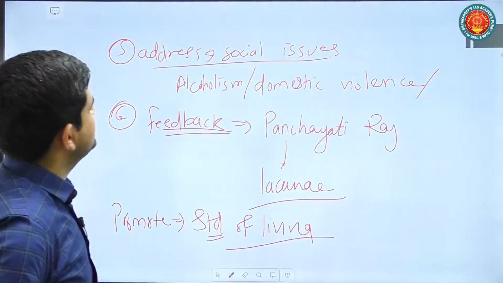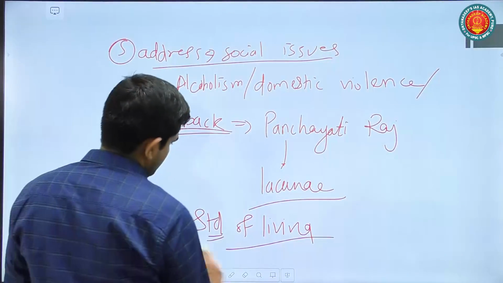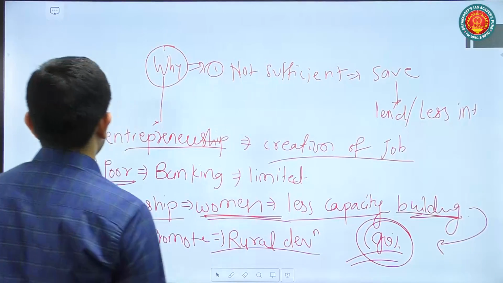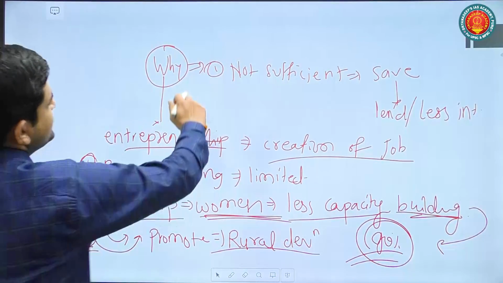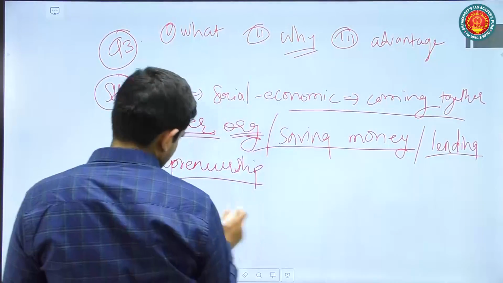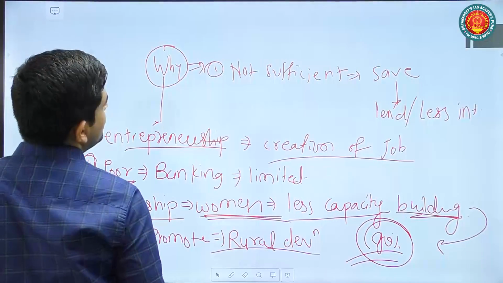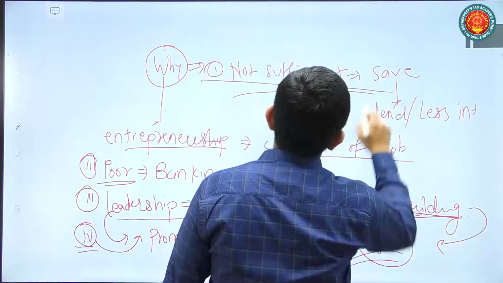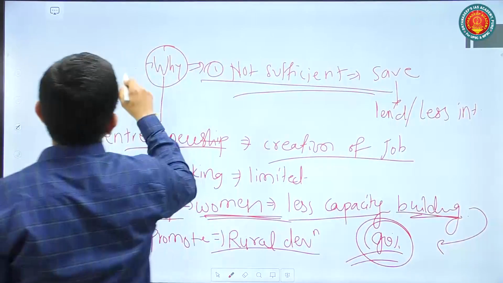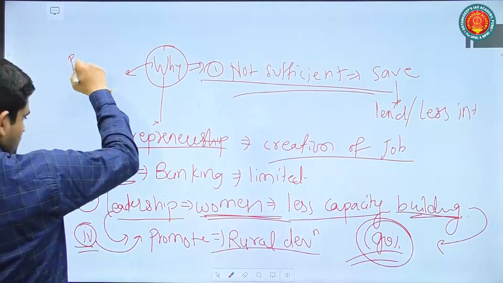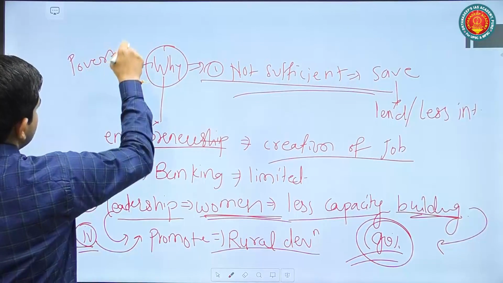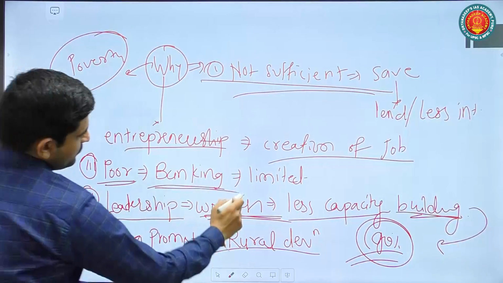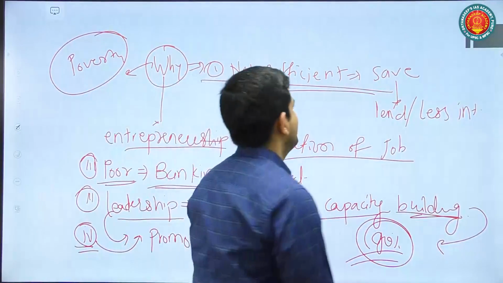Why India needs SHG, that we have discussed. In here you can add some of the dimensions. Why we need it? So first, not sufficient fund. Second thing is we still have poverty, that we have already discussed. Some points will be repeated in the advantages and in why India needs it.